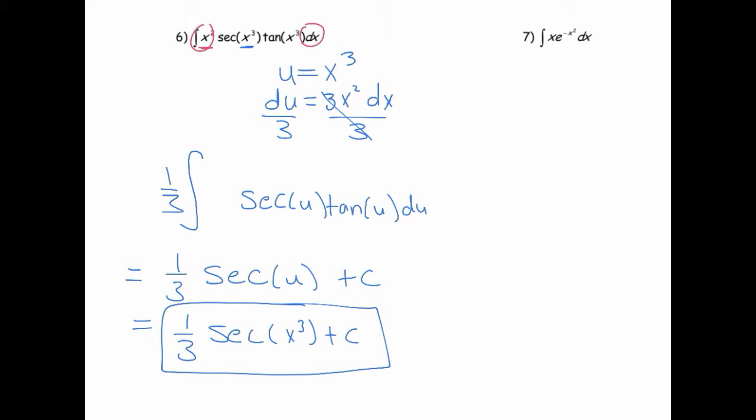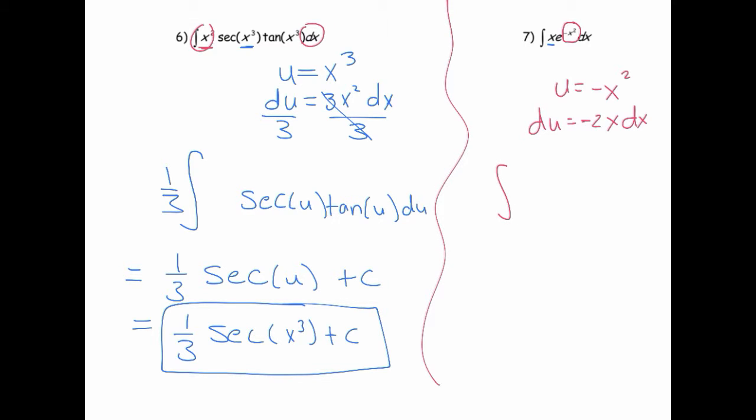Like in number 7, I have x times e to the negative x squared, and I notice that the derivative of negative x squared is negative 2x, so the power gets down to a 1x, and I see a 1x here. So I'm going to let my u be negative x squared, and therefore my du becomes negative 2x dx. And so now my integral becomes e to the u.